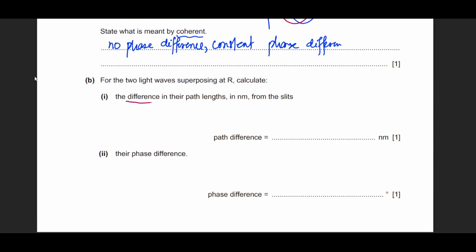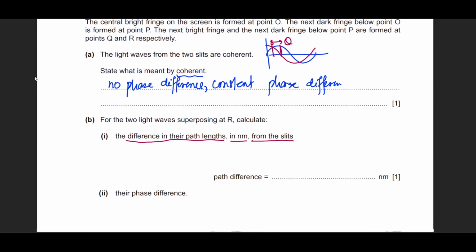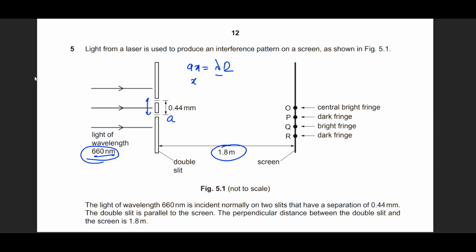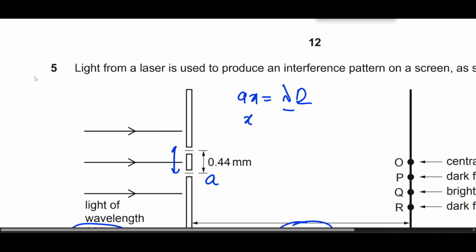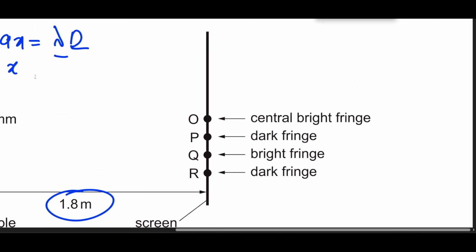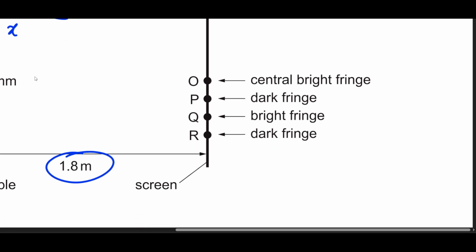He says, find out the difference in their path lengths in nanometers from the slits. Now, here comes a shortcut. You see, he is going to compare two lights superimposing at R. He's talking about the coordinate R. Now, R is a dark fringe. I've explained this trick before, and I'm going to explain it again. There is a shortcut for path difference and angles. I'm going to explain all of them at once right now.